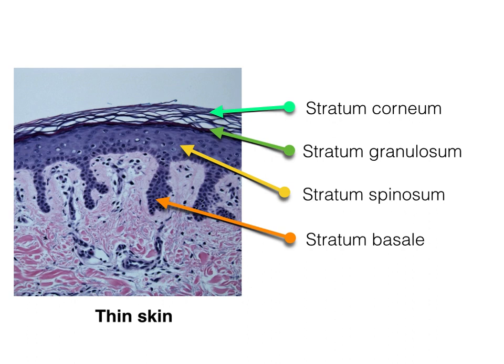So what are the layers found on the epidermis of the thin skin? These are stratum basale, stratum spinosum, stratum granulosum, and stratum corneum. Take note that stratum lucidum is missing.